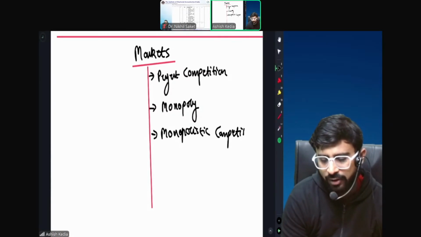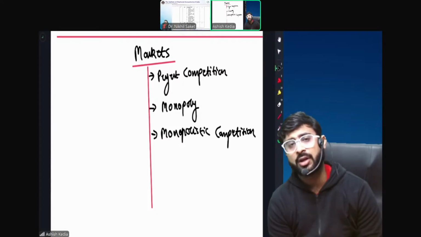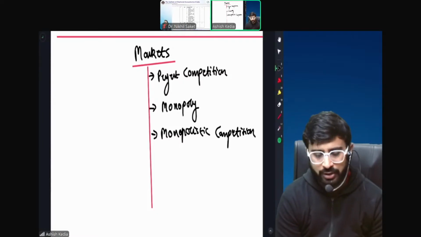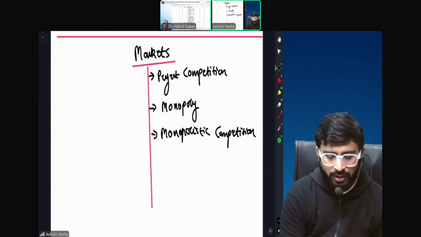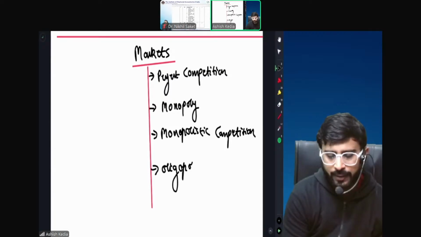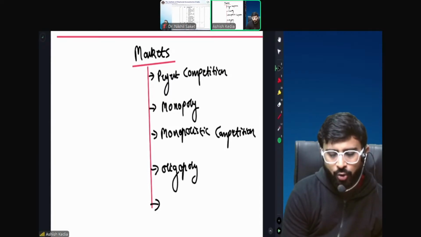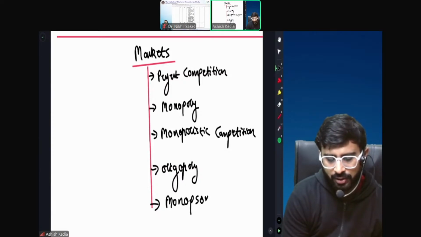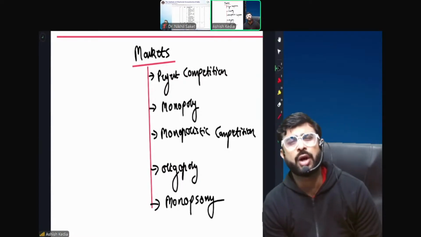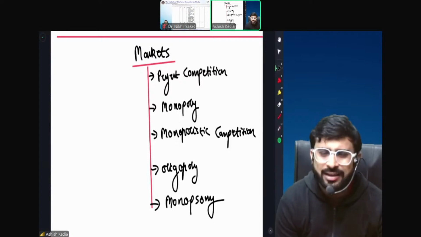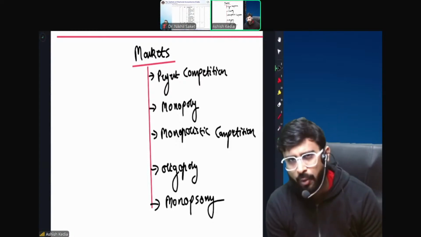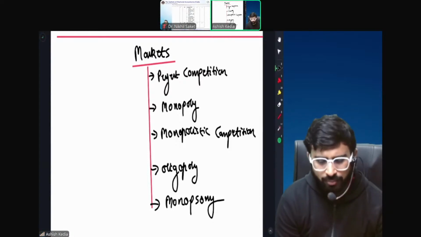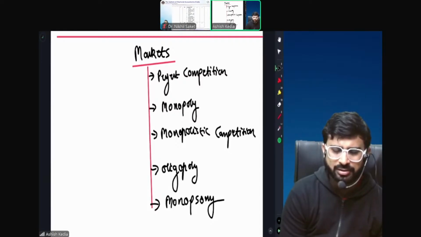I will highlight for you, obviously you all know the features, but I will highlight the key features that are really going to help you. Oligopoly. And finally, you have monopsony. The main varieties. Obviously, along with it, you have some small varieties like duopoly and bilateral monopoly. I'll definitely discuss those, but this is more important.